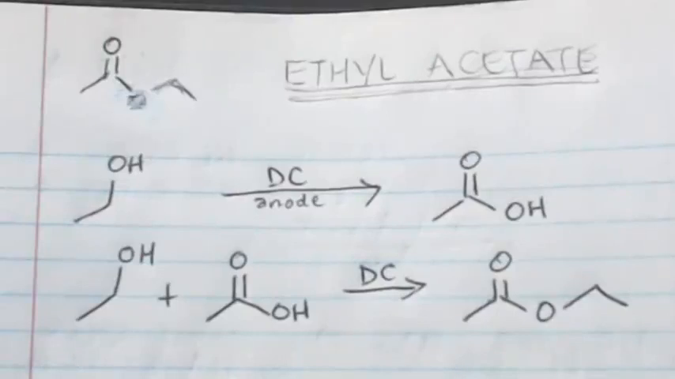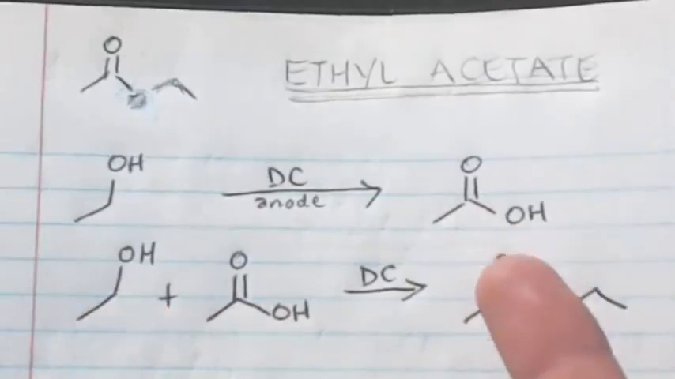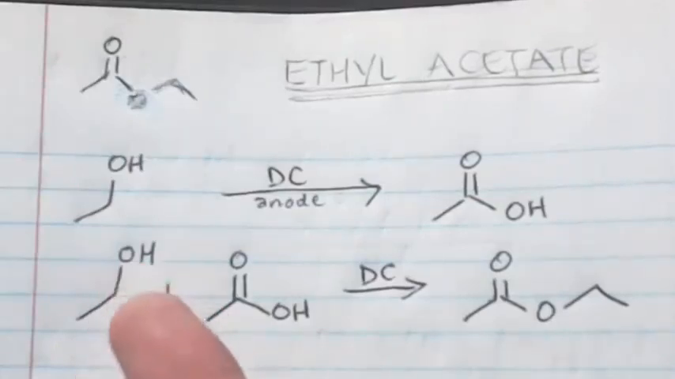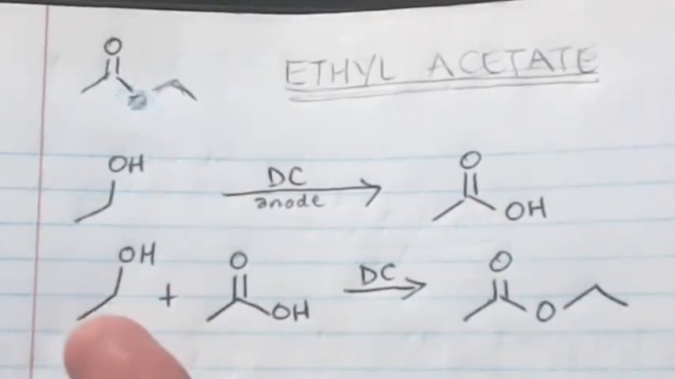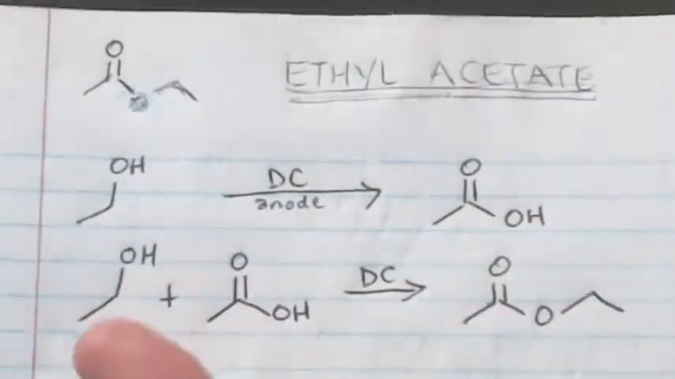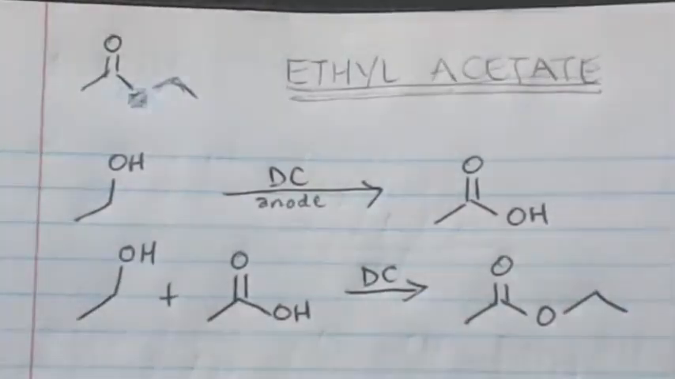You start out with ethanol, right? Do your DC. It's at the anode, so you're oxidizing it. And you can oxidize it up to acetic acid. Now, if you have acetic acid and alcohol, you can also continue on and make, depending on your voltages and your electrodes, what type of electrodes, you can have it stop here, or you can have it continue on to make ethyl acetate. Again, you're just using electrolysis.